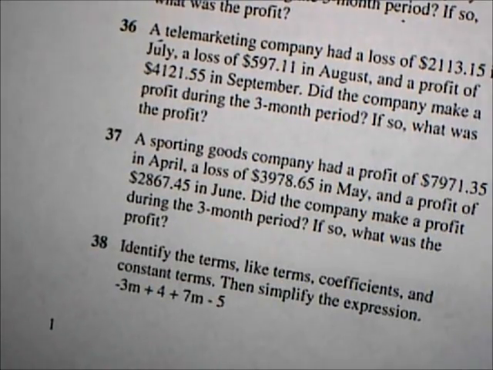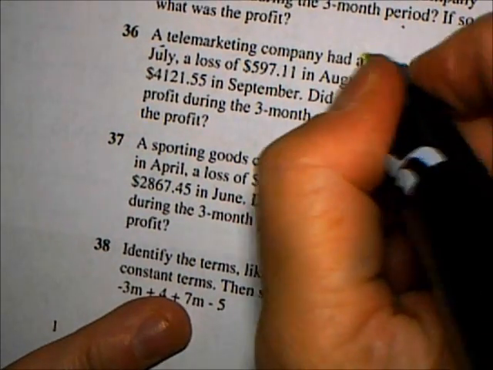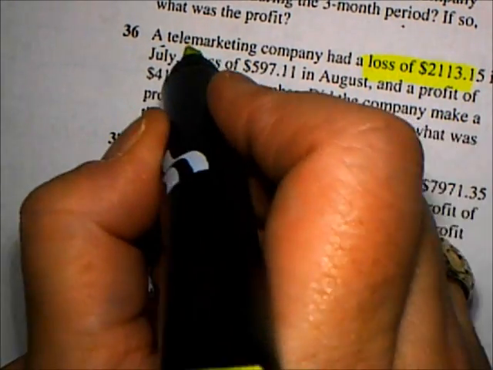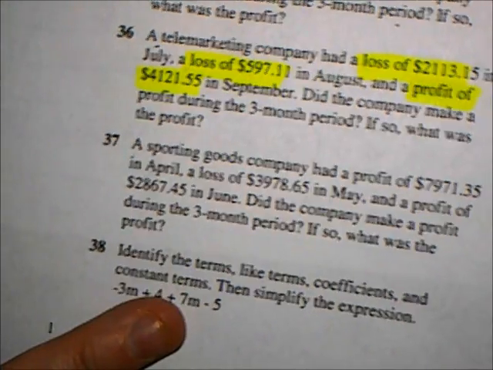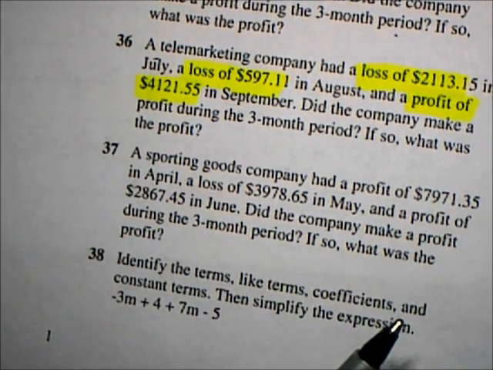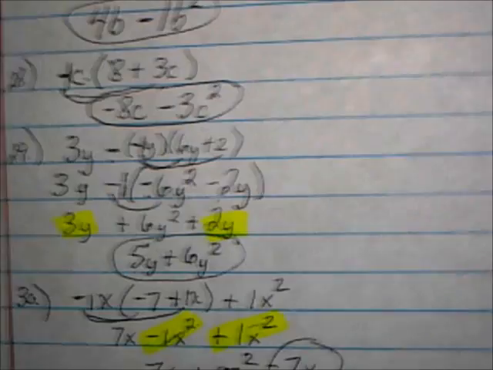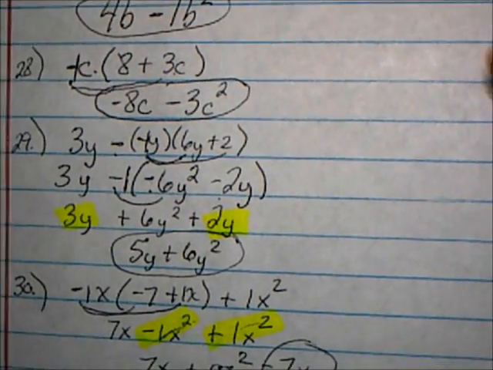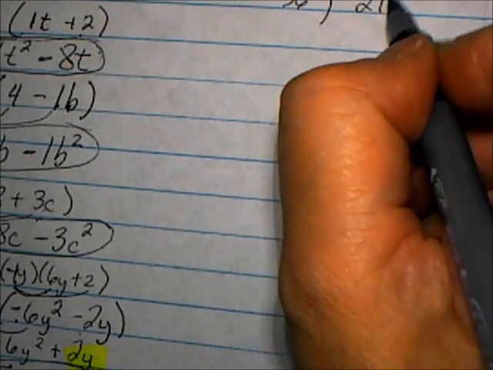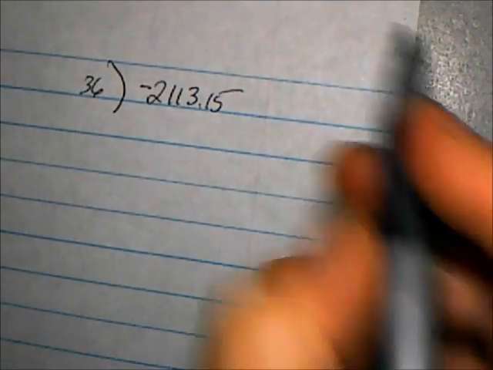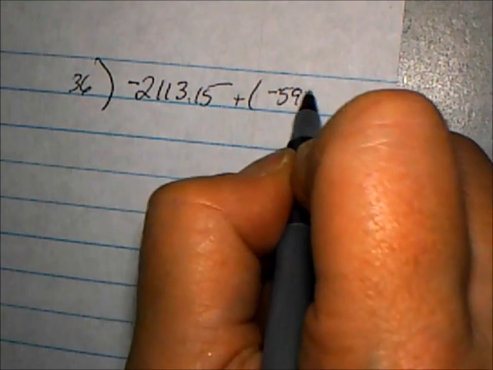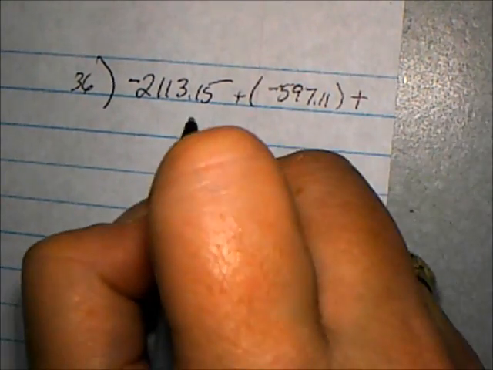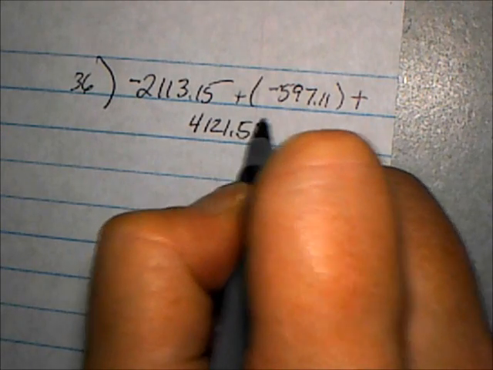Okay, number 36. Telemarketing company lost, so that means it's what? Negative. In July, lost, which means it's negative, in August, and a profit of that in September. Profit means adding, positive. Okay, we gotta hurry. So here we go, 36. I'm going to have a negative 2113.15 plus a negative 597.11, and then plus the profit of 4121.55. All right, what does that equal?